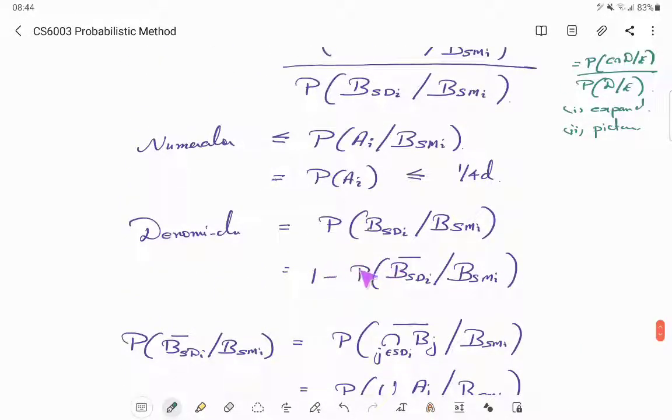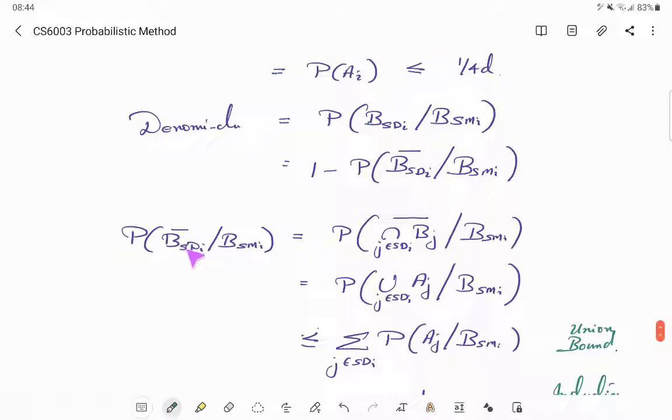Now, this denominator, remember, we have to lower bound, which means this quantity that we are subtracting out, we will upper bound. What is the quantity we are subtracting out? This guy here. Now, what is BSDI? I am just expanding it: it is the intersection of all those Bj where the subscript j is picked from SDI. Now, De Morgan's law: complement of intersection is union of complements. Complement of Bj is Aj.